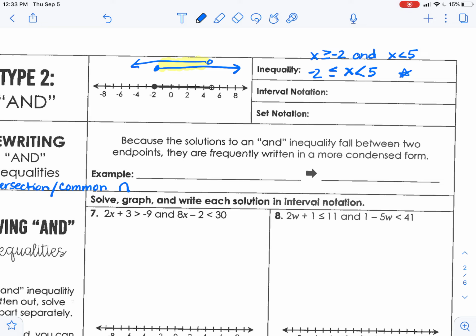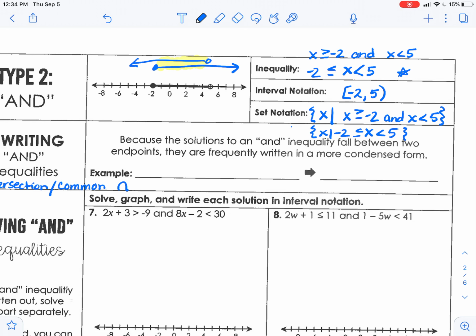Now, interval notation. Again, on your left, we're going to have a bracket at negative 2, a parenthesis at 5 because it's open. And again, our set notation is basically just going to be a repeat of our inequality, except we put the x such that, and you could use either one of those. It does not matter. I'll go ahead and write them both. Either one of those answers would be acceptable.